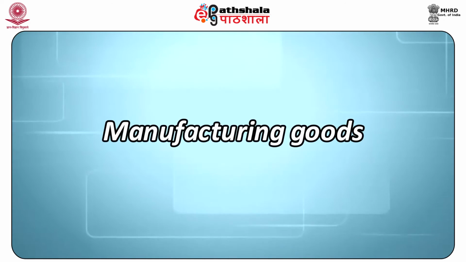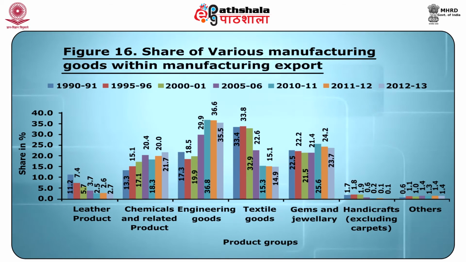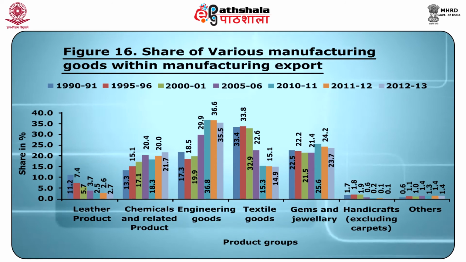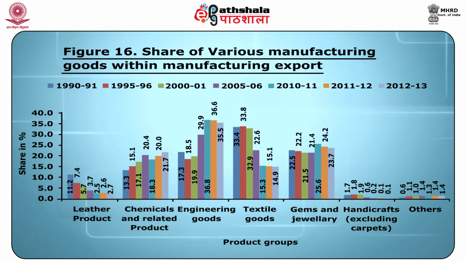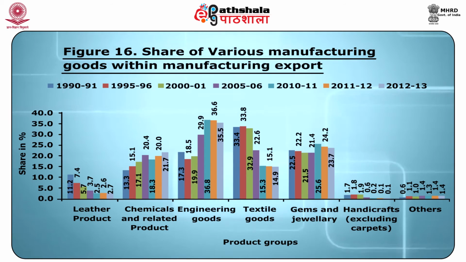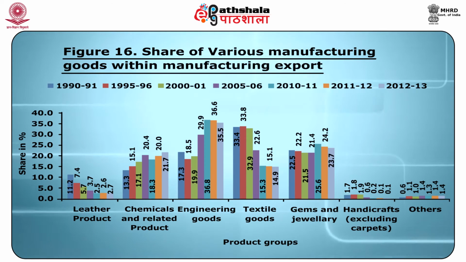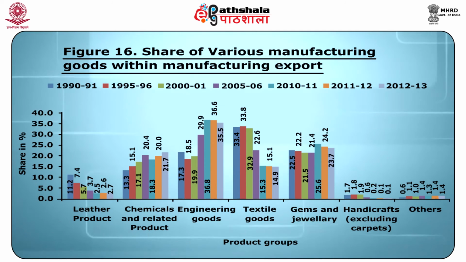Let's look at manufacturing goods. Within the manufacturing goods exports, engineering goods have the highest share. The engineering goods share has increased from 17.3% in 1991 to 35.5% in 2012-13. The share of chemicals and other related products has increased from 13.3% in 1991 to 21.7% in 2012-13.